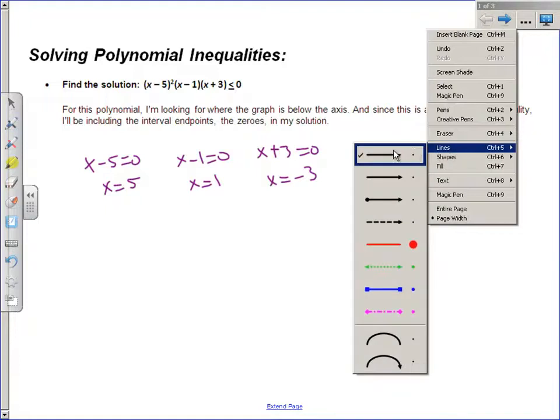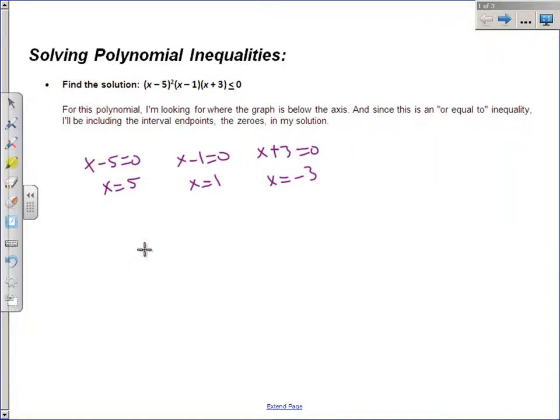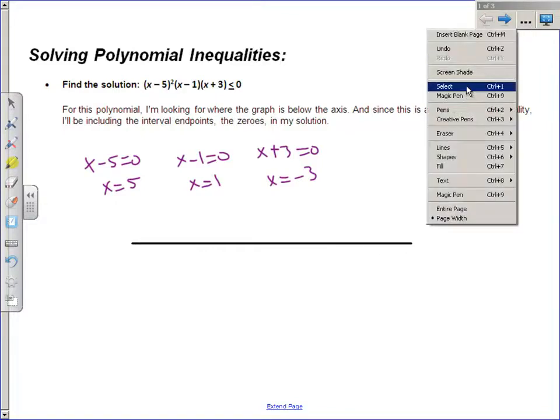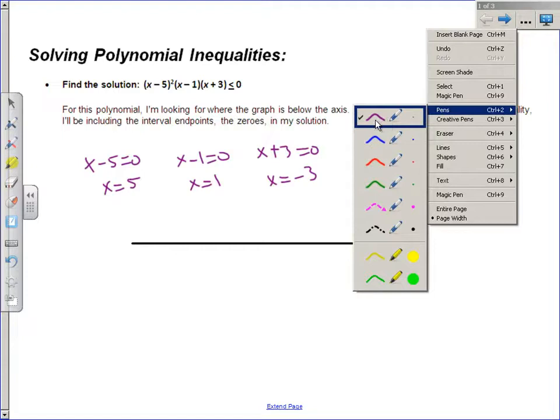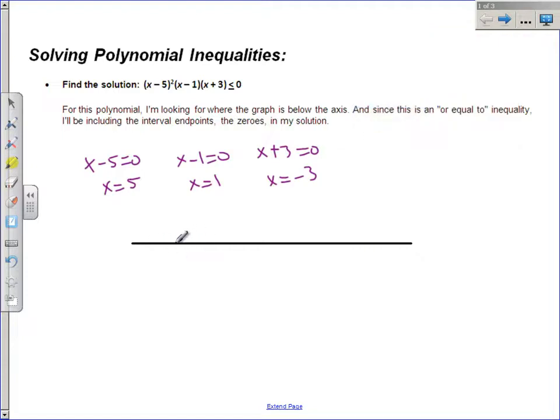And then I'm going to make this little test bar, and this bar is just going to be like an x-axis. On this x-axis, I'm going to put all of those zeros in order from left to right. I've got a 0 at negative 3, I've got a 0 at 1, and I've got a 0 out here at 5. And so what you have are some intervals. Way out here to the left is negative infinity, and way out here to the right is positive infinity. And I have 4 intervals.